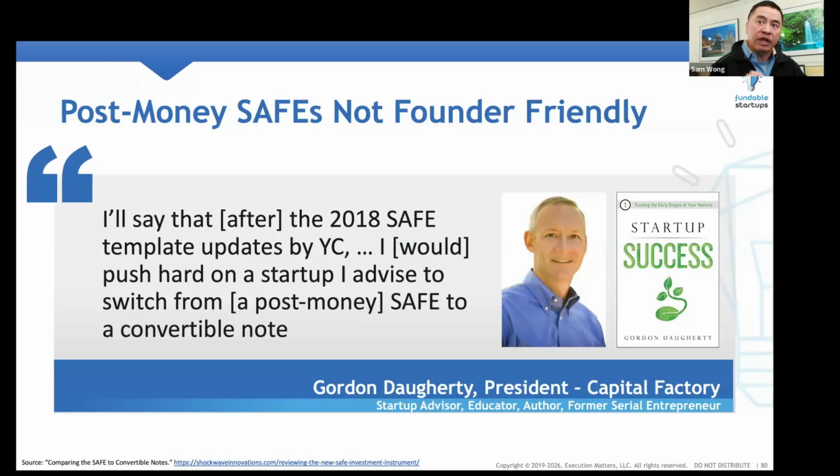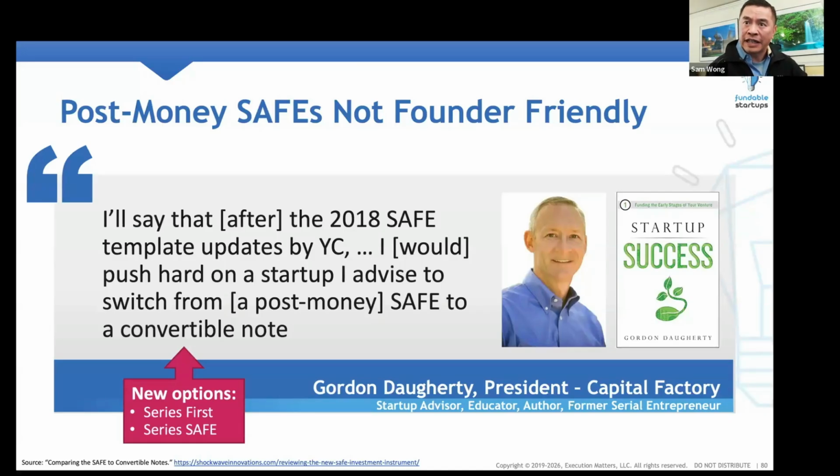I don't completely agree with that because this quote was probably several years old and it may be a little bit dated, because if the trend is so far down the road towards safes, trying to push back towards a convertible note may be difficult. And in fact, since Gordon made that quote, a number of other funding options have come up, including a series first and a series safe. Series safe is different than a safe. Unfortunately, they named it something with a very, very similar name. But they are different, and they are priced equity rounds with very low lift. Very little effort compared to a traditional priced equity round.